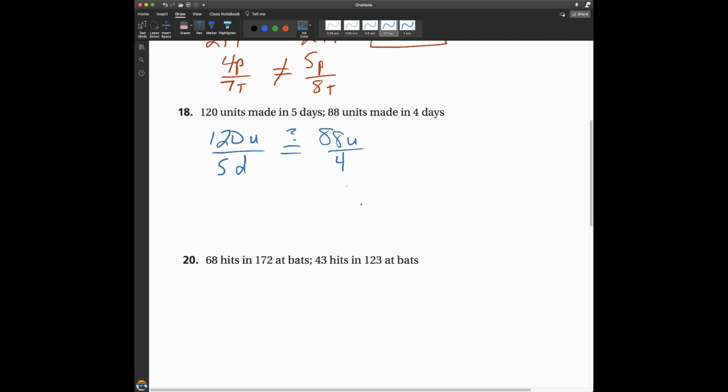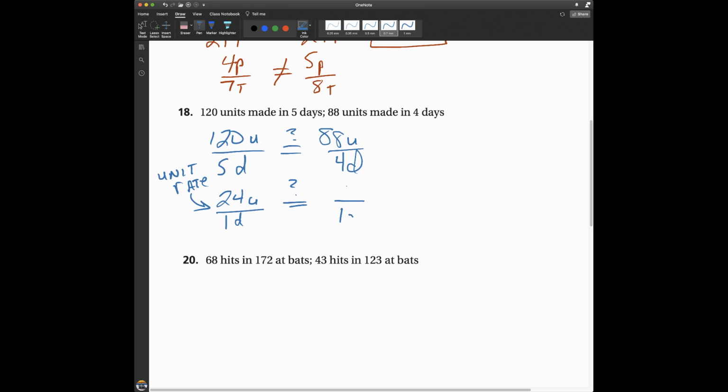Well, here's another way we could do this. What's 120 divided by 5? It is 24. So I can make 24 units in 1 day. All right, that is what kind of rate? That is a unit rate. So this is another way we can compare rates. Let's turn them into their unit rates.